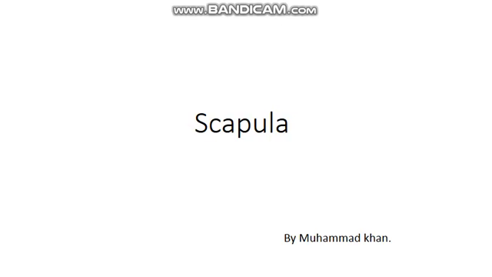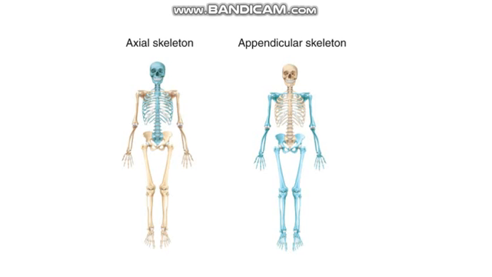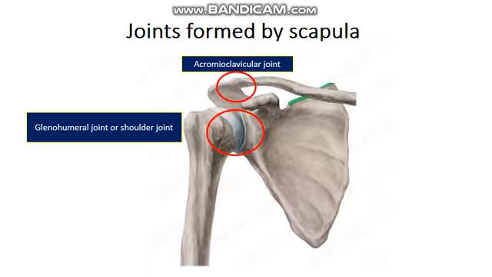Okay, the scapula. This is the axial skeleton, and this is the appendicular skeleton. The axial skeleton contains the ribs, sternum, and the skull. The appendicular skeleton contains the movable bones. The axial skeleton means the fixed bones, and the appendicular skeleton means movable bones. So the upper limb and lower limb are in the appendicular skeleton, and joints formed by the scapula.